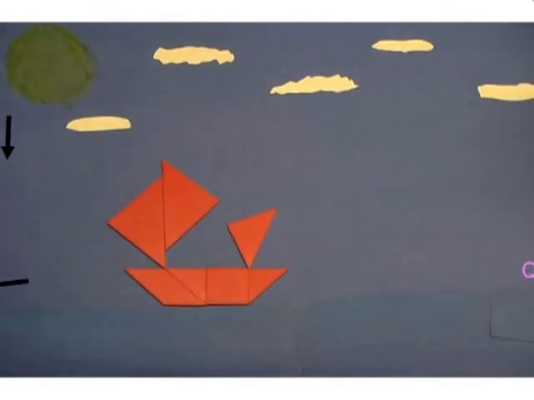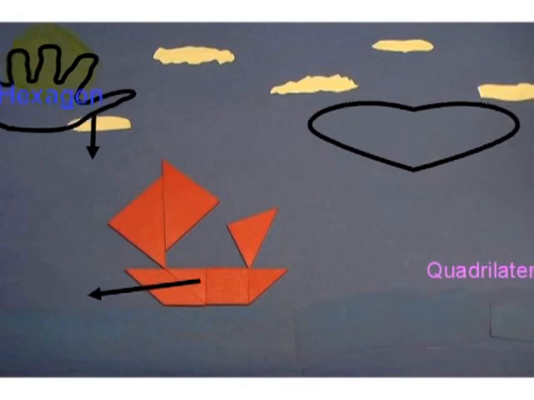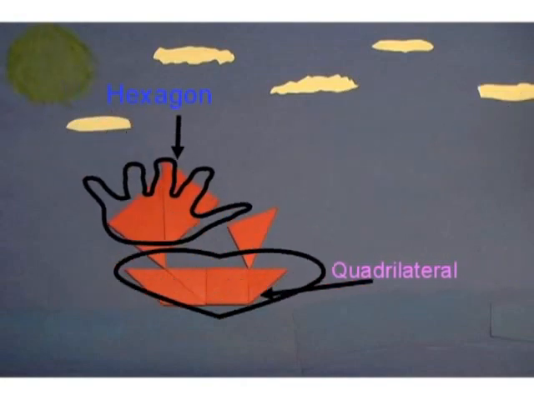A hexagon has six sides and six vertices. A quadrilateral has four vertices and four sides.